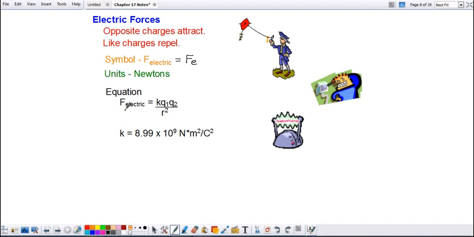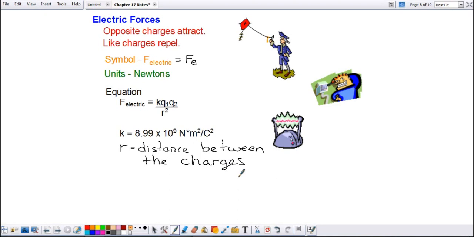And then we've got our equation. So the electric force is equal to K, which is a constant, times the charge in the first object, times the charge in the second object, divided by R squared. And R is not a radius, it's the distance between the charges. Okay, so to be a little bit careful there.